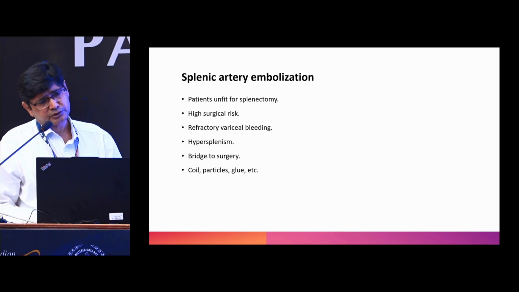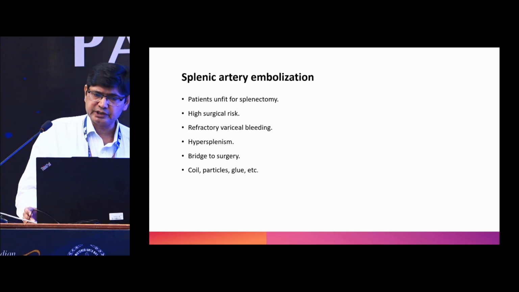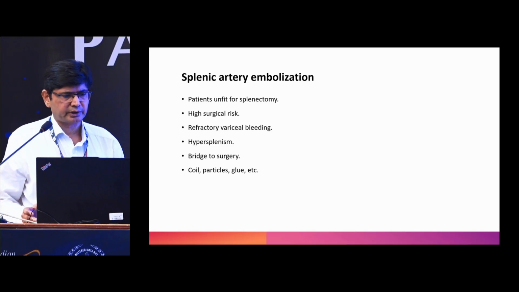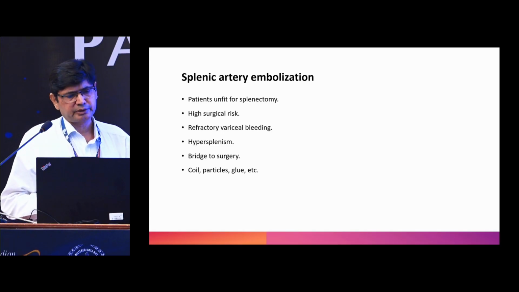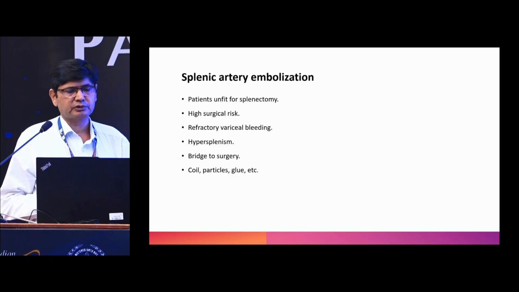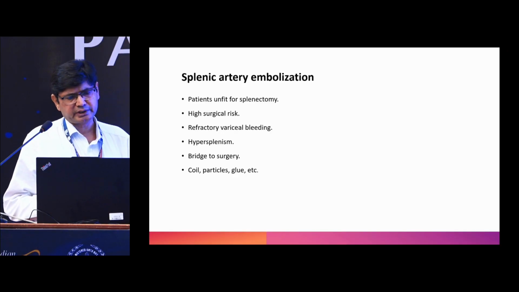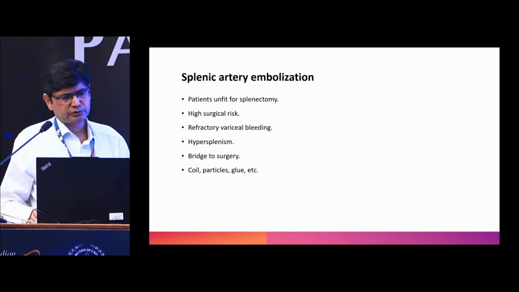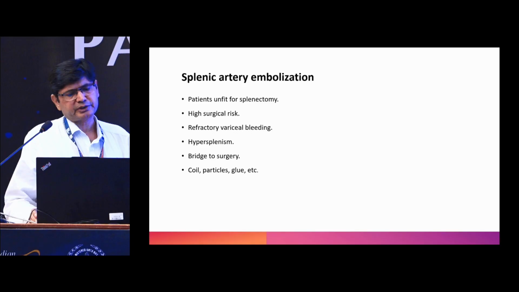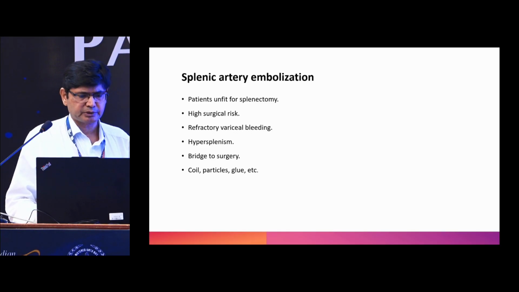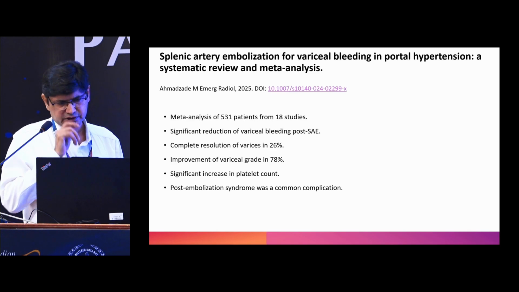Another option available is splenic artery embolization, usually partial splenic artery embolization. This can also be done in patients who are unfit for splenectomy. If the patient has high risk for surgery, it can be used as the primary modality or bridge treatment. A patient with no other indication for surgery for chronic pancreatitis, only hypersplenism, can be treated with splenic artery embolization.